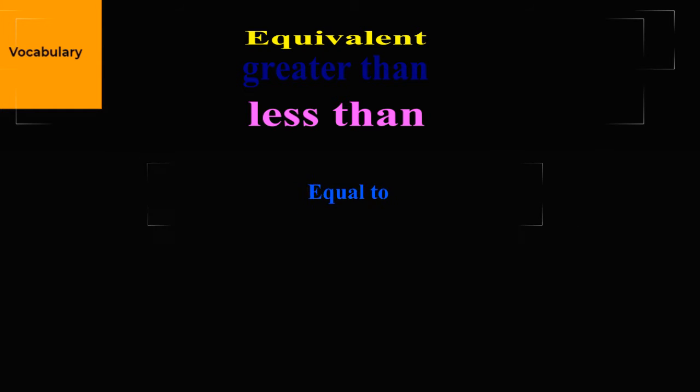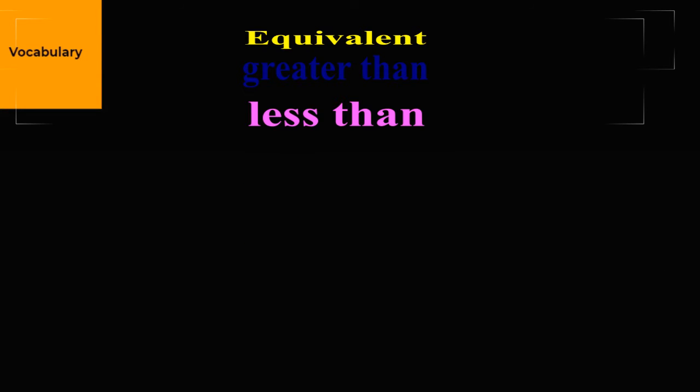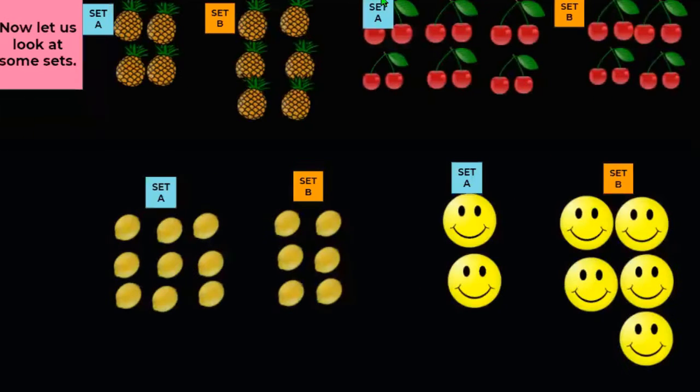Also, we have another term, equal to. That just means same, and it's just another term for equivalent. So once you see equal or equivalent, it just means same. Not equal to, just think about the word different. Okay, so not equal to, less than, greater than, and equivalent are some terms that we are going to be seeing in this video.